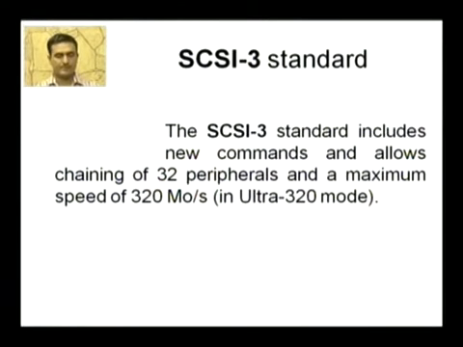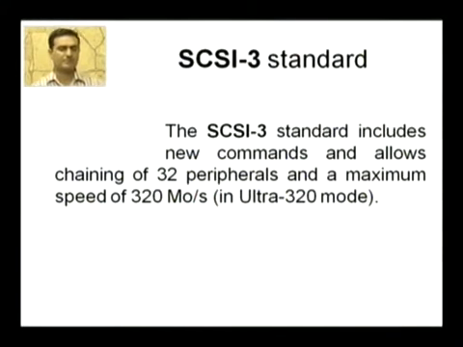Next is the SCSI 3 standard. The SCSI 3 standard includes new commands and allows chaining of 32 peripherals and a maximum speed of 320 megabits per second in Ultra 320 mode. Or we can say that in the SCSI 3 standard we can connect 32 new peripherals and a maximum speed of 320 in Ultra 320 mode.